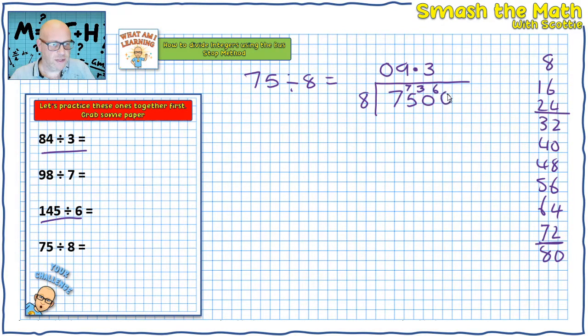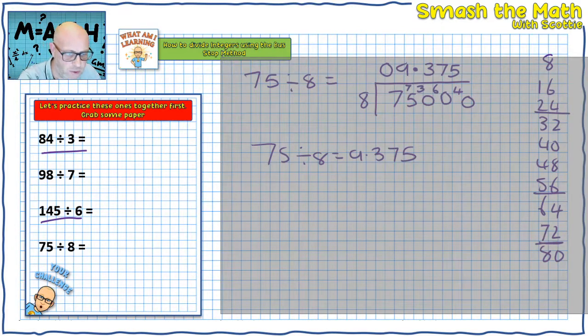Remember to put another 0, and we keep going. How many 8s are in 60? 1, 2, 3, 4, 5, 6, 7. Difference between 60 and 56 is 4, or 0. And then how many 8s are in 40? 1, 2, 3, 4, 5. And then we're done. So the answer is 75 divided by 8 is 9.375. Okay, so there's the examples for you to go through with me.